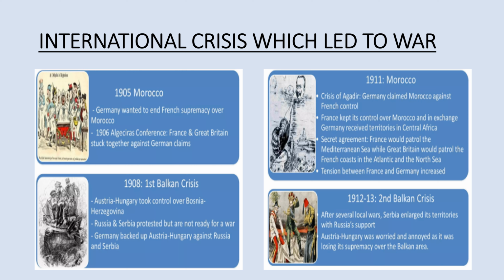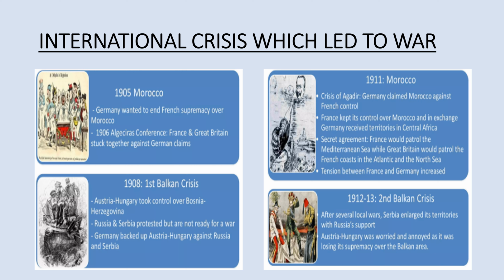The Moroccan crisis of 1905 was a diplomatic dispute between France and Germany over influence in Morocco, a country in North Africa. Germany sought to challenge French dominance in Morocco by sending the German gunboat Panther to the Moroccan port of Agadir. The crisis raised concerns about the potential for war between France and Germany, but it was ultimately resolved through diplomatic negotiations.